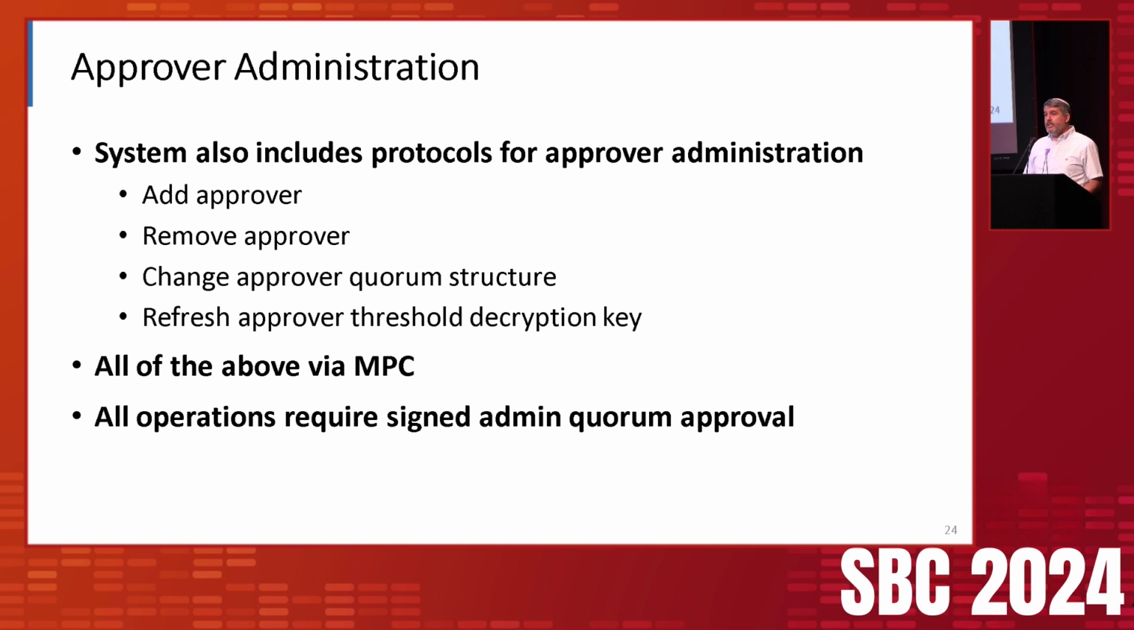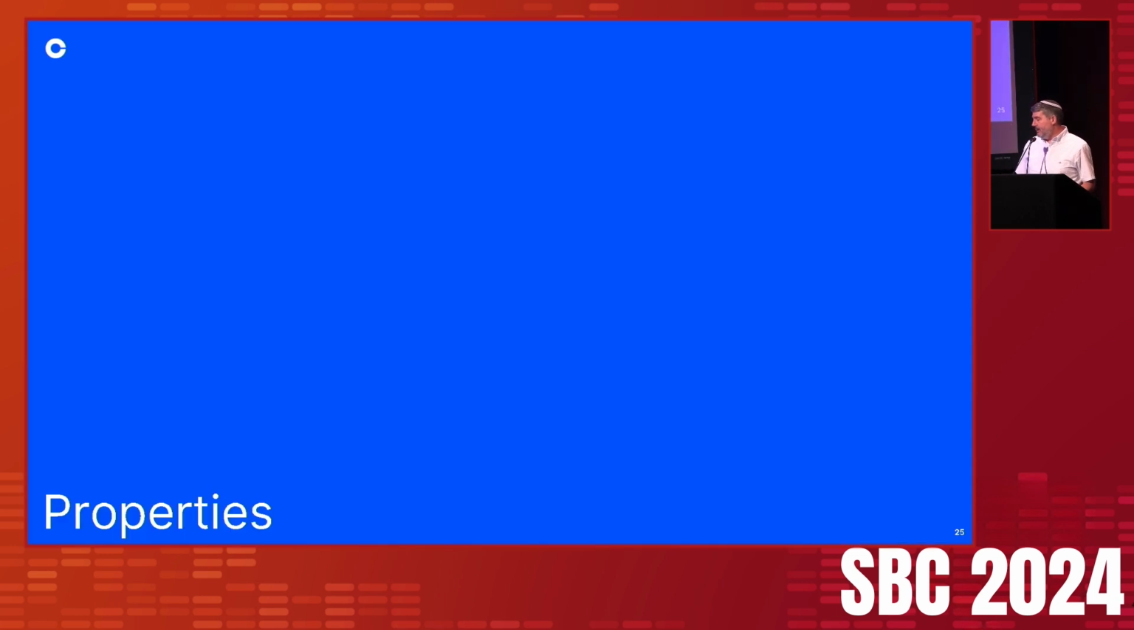Also, all of these operations require assigned admin quorum approval. So how do you add an approver? There is a set of administrators who need to approve that. You get a signature, and only then are you willing to go ahead and carry out the operation.